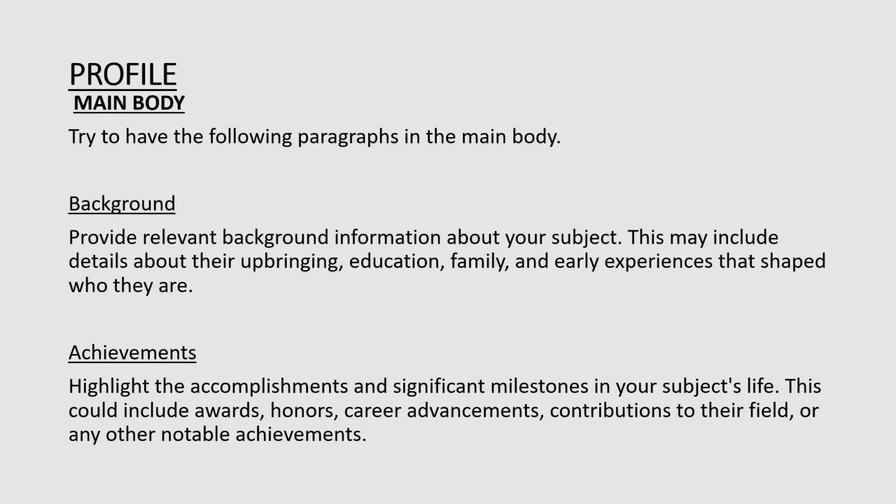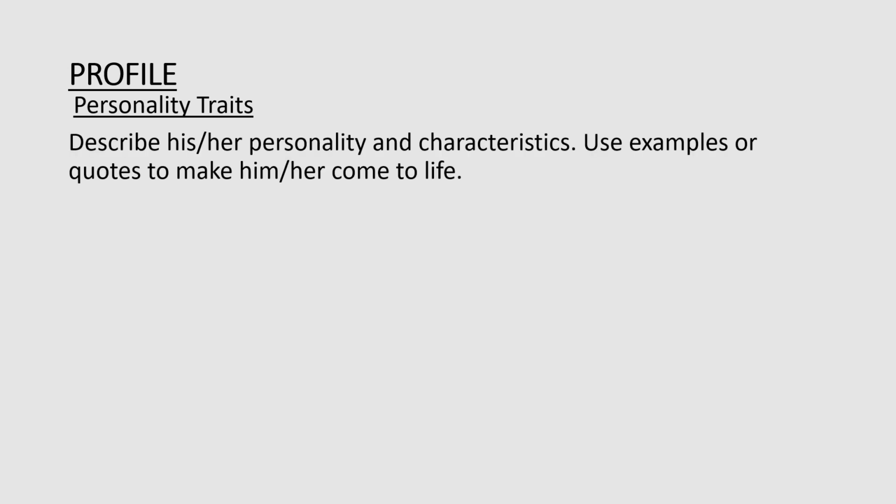The person you're writing about, also called the subject. This could include awards, honors, career advancements, contributions to their field, or any other notable achievements. Of course, if it's section B, you'll be given the points. Don't worry. Then you can go to the third paragraph, talking about personality traits, where you describe his or her personality and characteristics. Use examples or quotes to make him or her come to life.